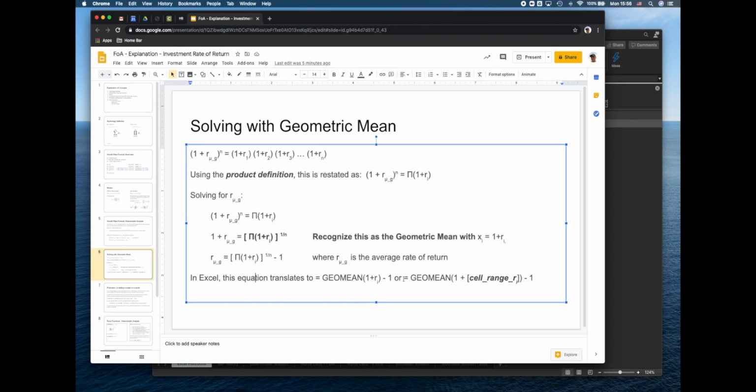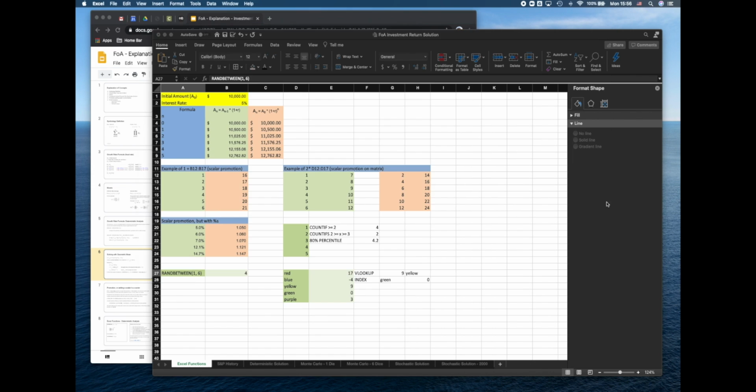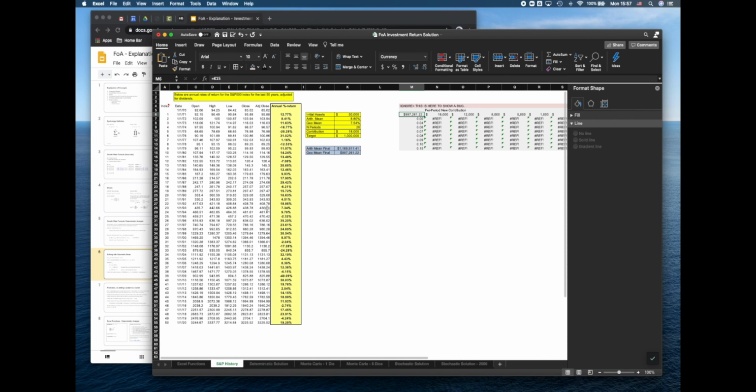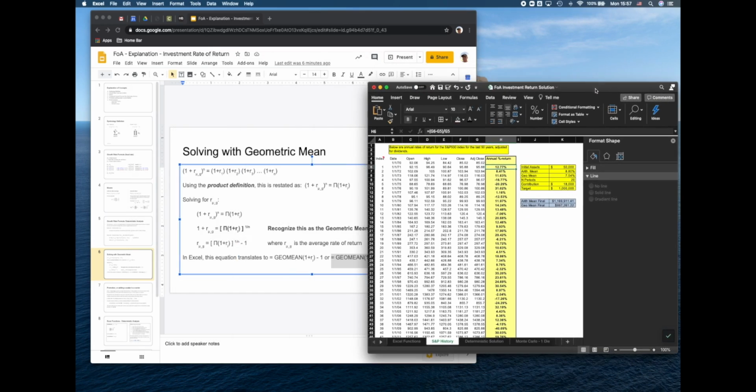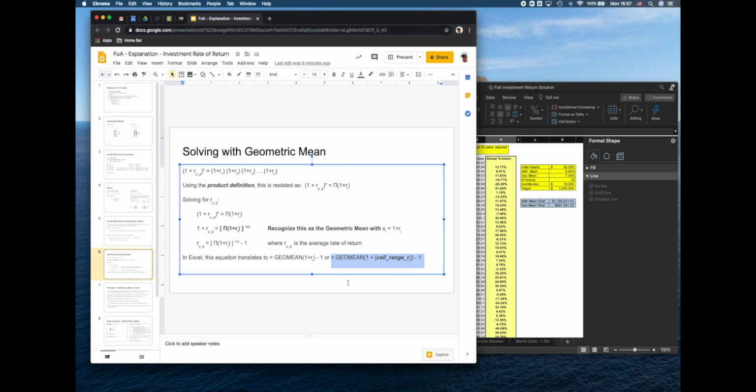So the literal Excel definition is geomean of 1 plus the cell range, because those are all your individual rates, minus 1. And just to maybe make it a little bit easier, we're going to hop over here to Excel, and we'll look at our S&P history and compare that to what we're looking at here. Here are all of the individual R's that we're looking at, and that's what this cell range is right here. And so we're doing the 1 plus all these R's, and then that's where the minus 1 comes from.